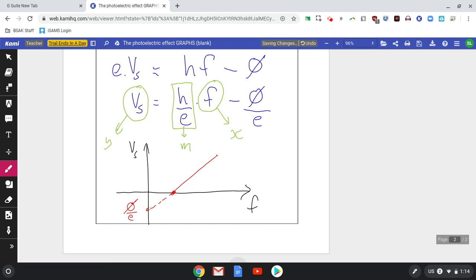But the gradient, what's the gradient again? h over e. Gradient equals h over e. So if we're going to plot stopping potential, which is something we can measure, against frequency, which is something we can measure, we get our straight line, and that's how you find Planck's constant in practice. Thank you very much.